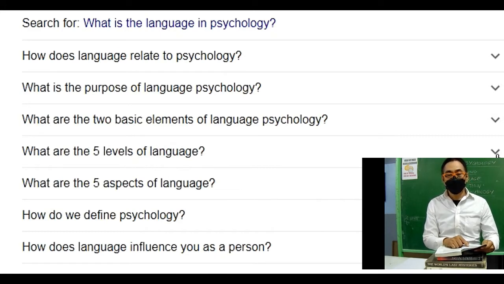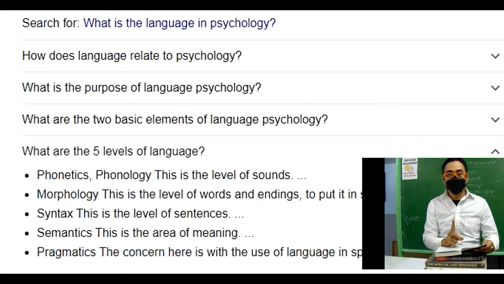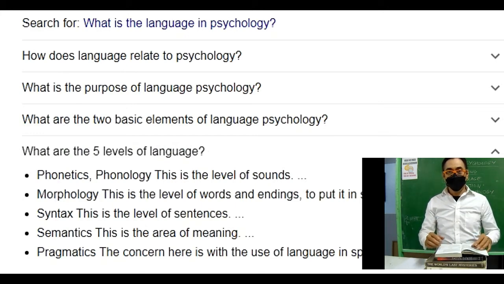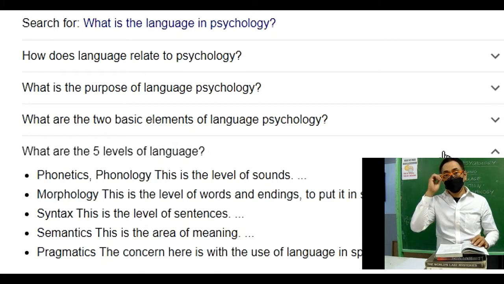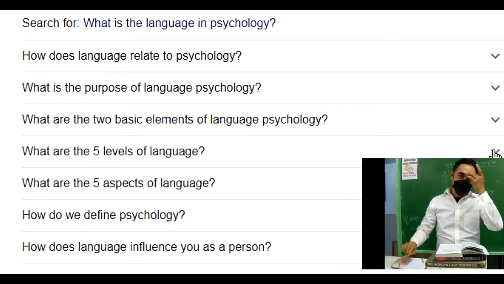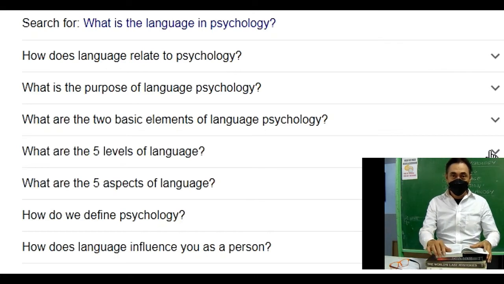The 5 levels of language. Here are the 5 levels of language. Phonetics and phonology, this is the level of sounds. Morphology, this is the level of words and endings, to put it in simplified terms. Syntax, this is the level of sentences. Semantics, this is the area of meaning. Pragmatics, the concern here is with the use of language in a specific situation. Those are the 5 levels of language.